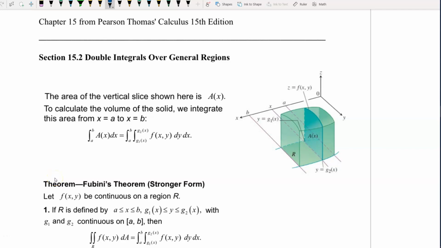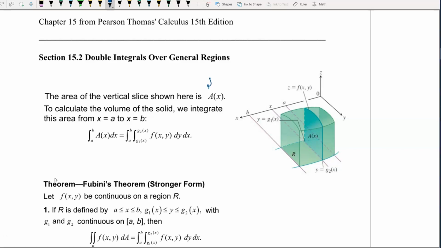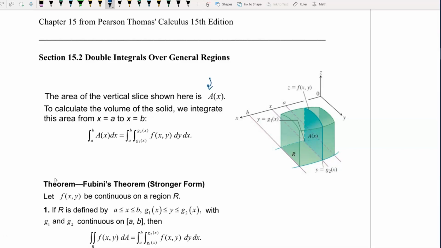Hello everyone, here in the section we have double integrals over general regions. In this part we have area, which is A of x. To calculate the volume of this solid, we integrate this area from x equal to a to x equal to b. So this is over the interval a, b.